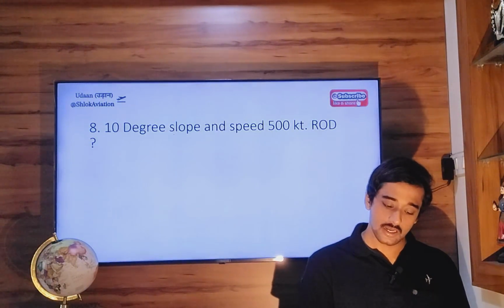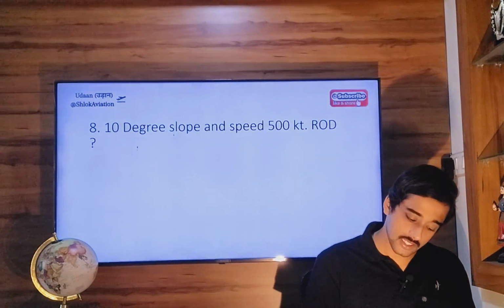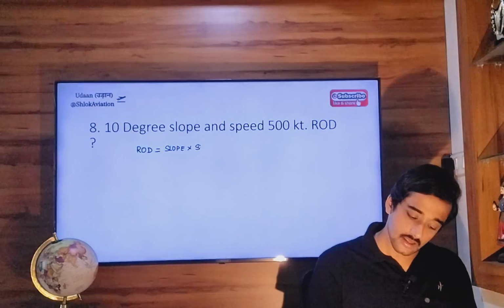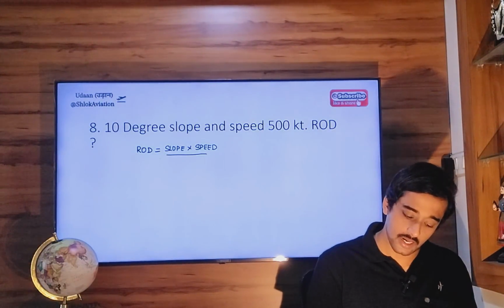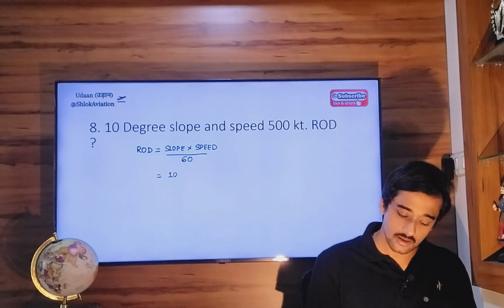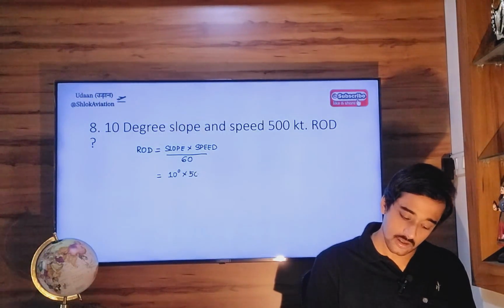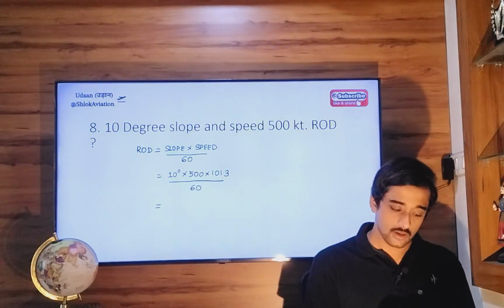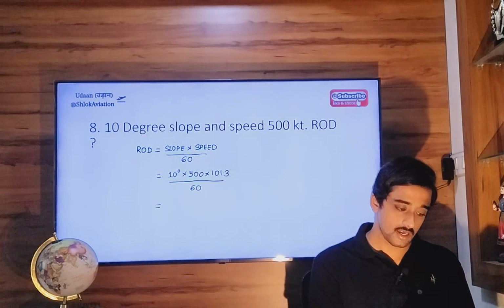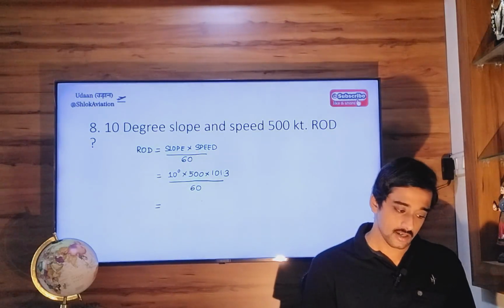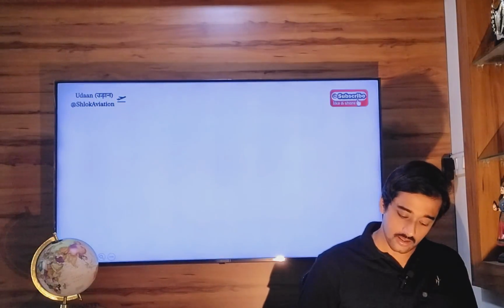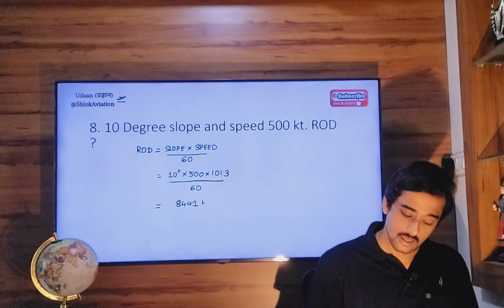10-degree glide slope and speed of 500 knots. What is the rate of descent? So rate of descent is again slope multiplied by speed in terms of feet per minute divided by 60. Slope 10 degrees, speed 500 knots. So 101.3 divided by 60. So 10 into 500 into 101.3 divided by 60 is 8,441 feet per minute. Okay.